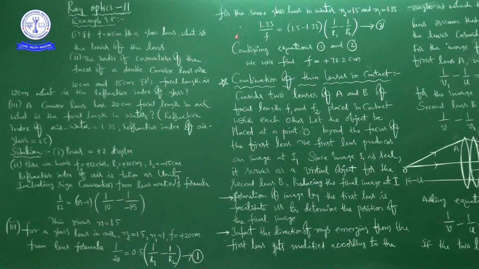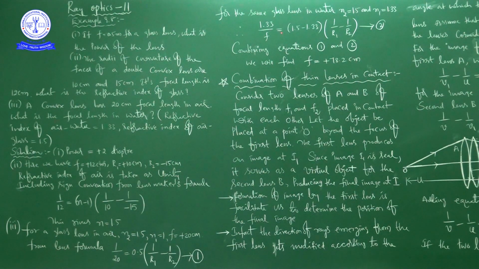Now next, the same procedure we are going to apply for glass lens in water. Glass lens in water. There N2 is equal to 1.5 and N1 is equal to 1.33. So that we are getting some other equation, that is what? So therefore 1.33 by f.